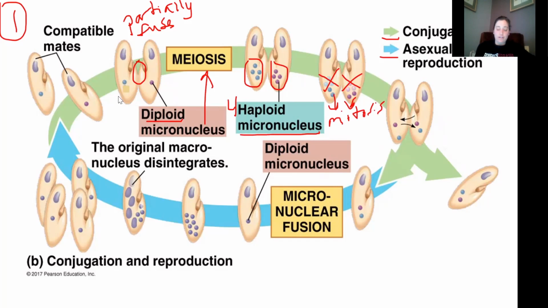Now each of them has 2 micronuclei, and they're going to exchange one of them. The blue one is giving the purple one 1, and the purple one is giving the blue one 1. So now they each have 2 micronuclei. That's the end of conjugation. At the end of conjugation, each paramecium, or each ciliate, has 2 micronuclei.